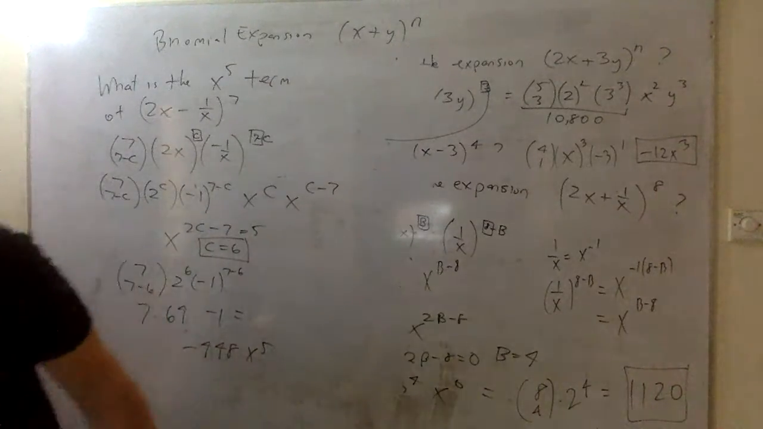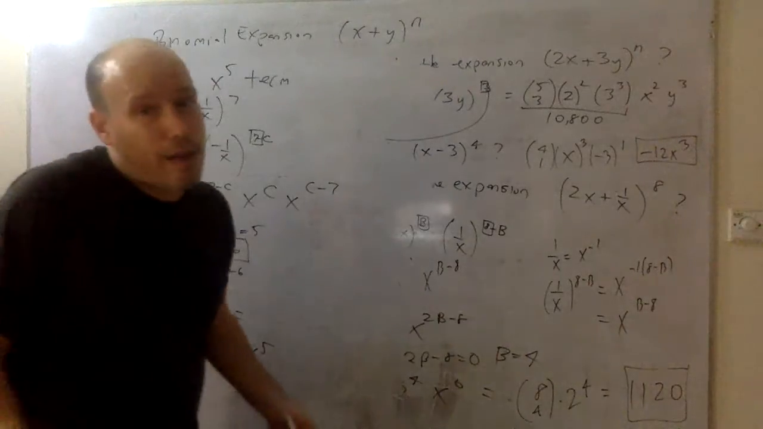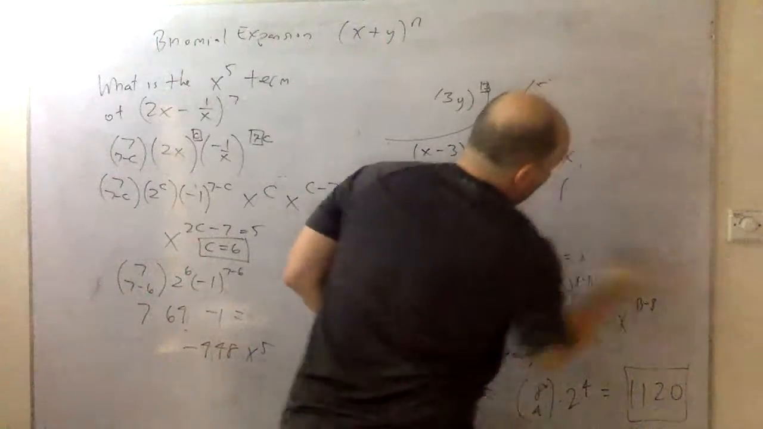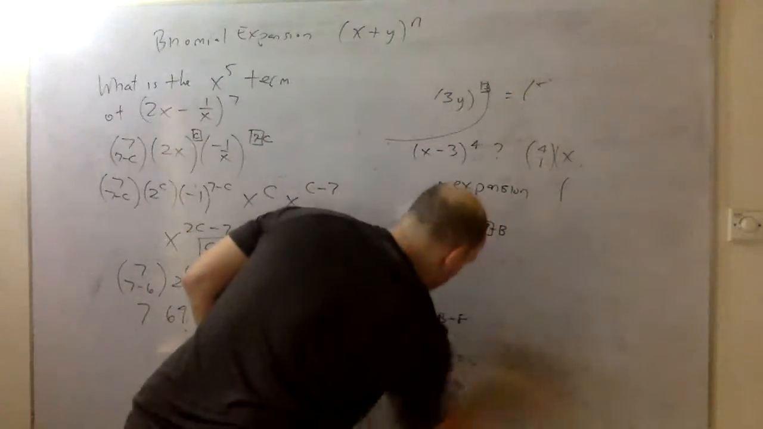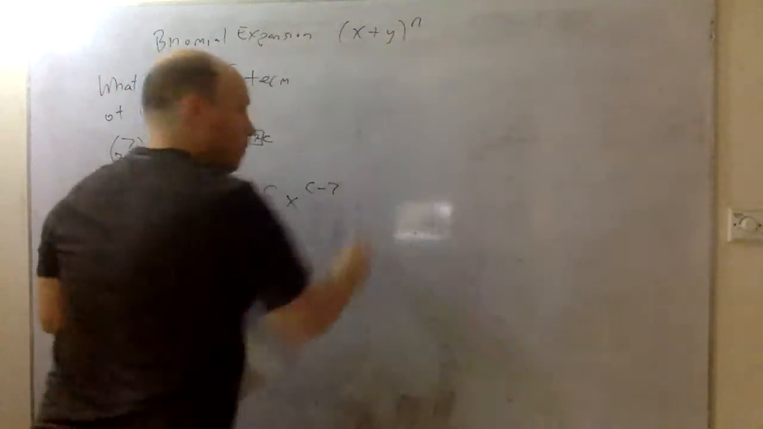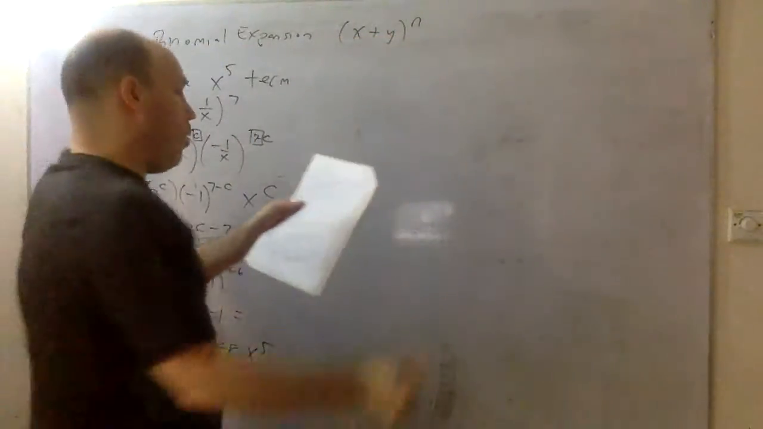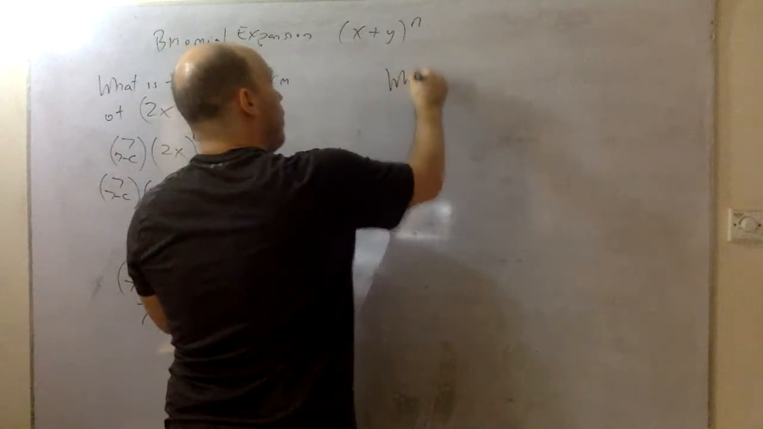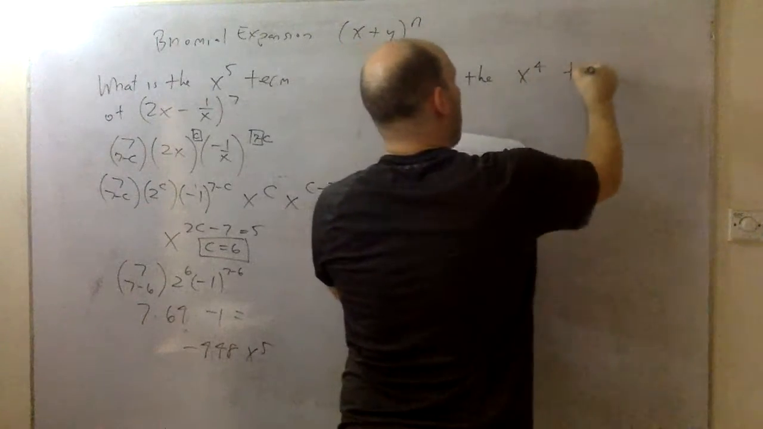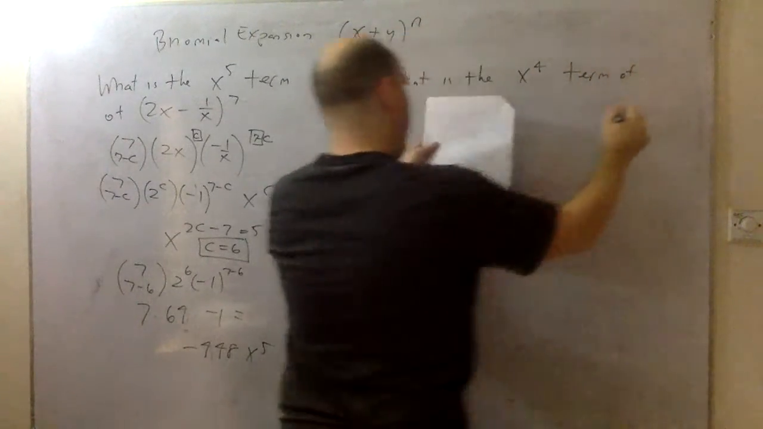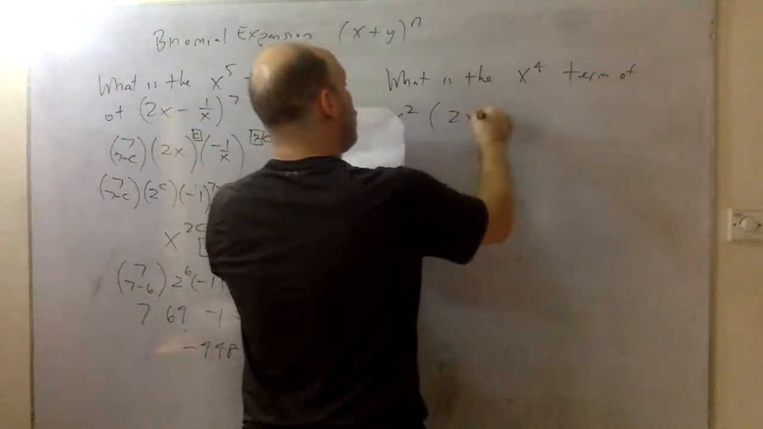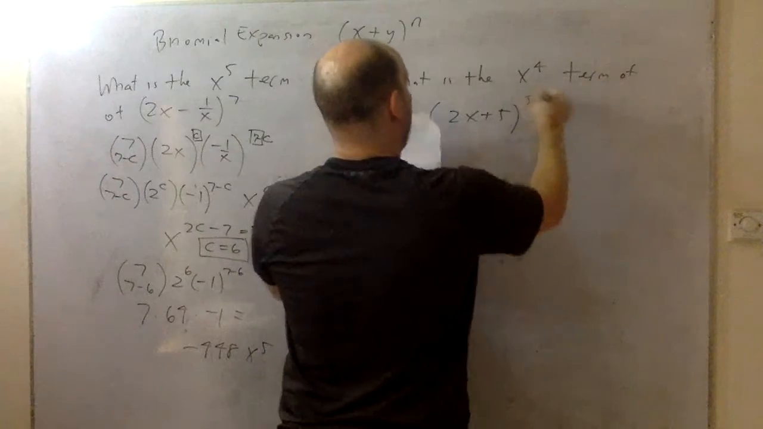Okay, let's try another advanced one that showed up on another IB exam. I was surprised these showed up in the SL exam, but you know what? They showed up, so we have to deal with it. Okay, let's see. So, what is the x to the 4th term of, ready? This is kind of interesting. x squared times 2x plus 5 to the 5th.